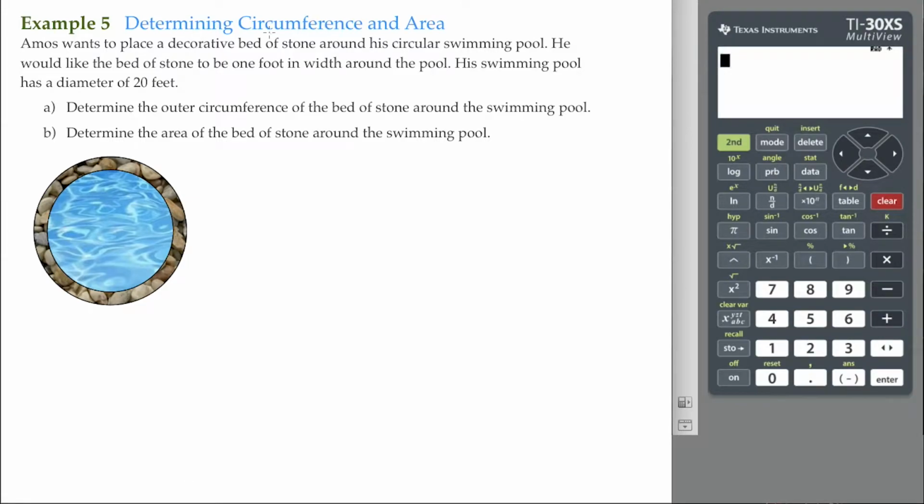In this example, we're going to be determining a circumference and an area of a circle. A circumference is similar to a perimeter around a polygon, except a circumference is the distance around a circle. All circles are similar. They all have a common value or a common factor, and that common value is pi.